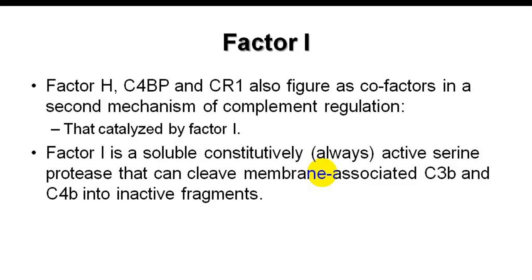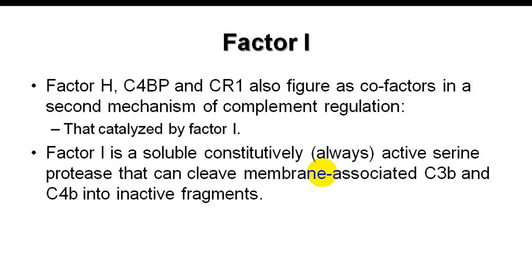So how does factor I degrade C3b and C4b? Factor H, C4b binding protein, and CR1 act as cofactors in the second mechanism of complement regulation that is catalyzed by factor I. Factor I is a soluble, constitutively active serine protease that can cleave membrane associated C3b and C4b into inactive fragments. So that is the role of factor I, a constitutively expressed serine protease that can cleave membrane associated C3b and C4b into inactive fragments.